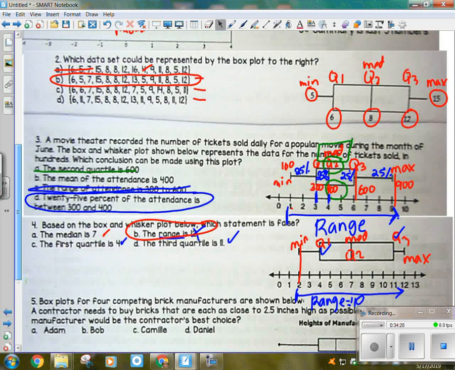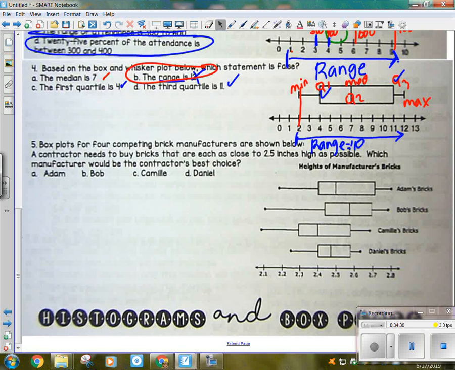Number 5, I believe we've done this before. We need a contractor that's as close to 2.5 inches as possible. And while Adam's bricks are a pretty good contender because they are pretty close to 2.5, gee, Adam can make some really big bricks at times and some really small bricks at times. So I think the brick maker who seems to do the most consistent job, that has the mean pretty close to the 2.5 range, is Daniel's Bricks. So his company would probably get the award.